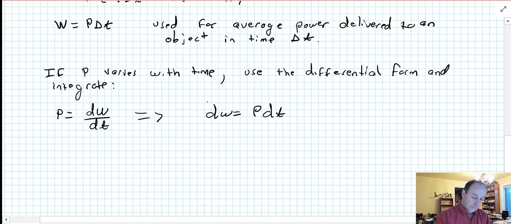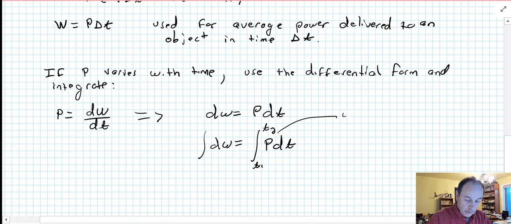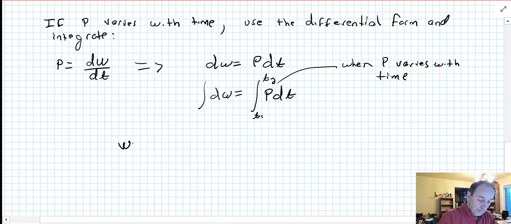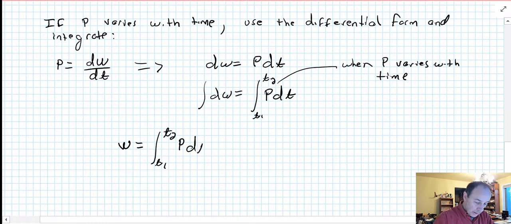If you integrate these two, the integral of dW equals the integral of P dt. Can't take P outside the integral because we're assuming it's a function of time. T1, T2. This is for when P varies with time. Well, the left integral is easy. That's just W. So the work done or energy delivered is the integral from T1 to T2 of P dt.